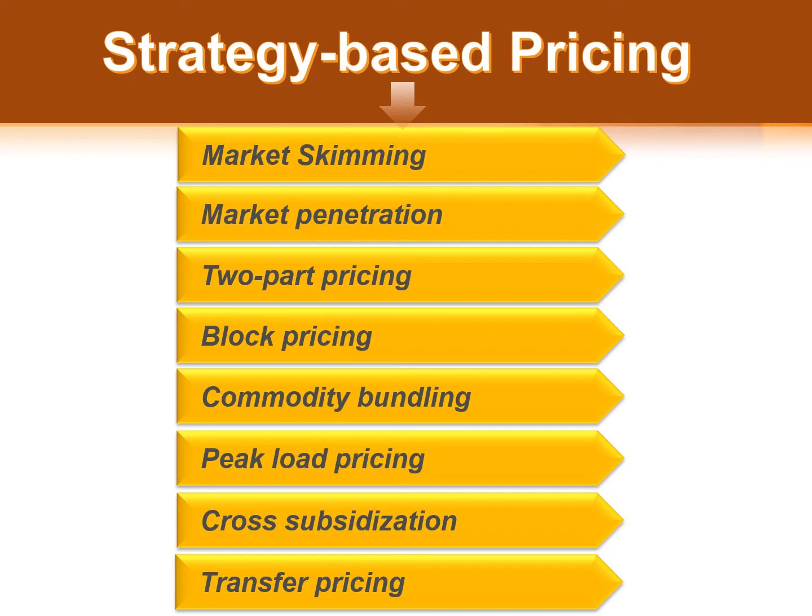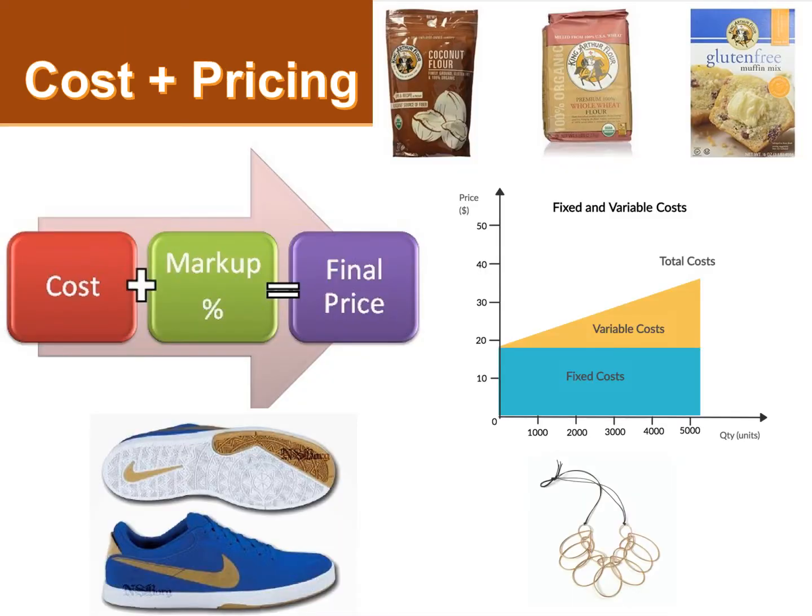Let us have a look at each individually, starting from the cost-plus pricing method, which is based on cost. Basically, we calculate the amount that we spend to manufacture a product or service, so that becomes the total amount in the form of fixed and variable. So fixed costs plus variable costs become total costs.